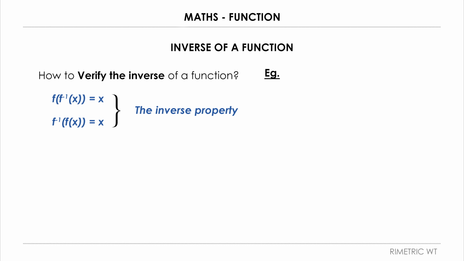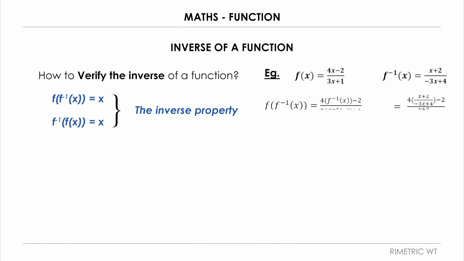We found the inverse of the function 4x minus 2 over 3x plus 1 to be x plus 2 over minus 3x plus 4. So let's see if it does check out when we verify it with the inverse property. So let's evaluate the composite function f of f inverse of x. This means we substitute the function f inverse of x into the x of the original function. Here, f of x is 4x minus 2 over 3x plus 1, so f of f inverse of x will be 4 times f inverse of x minus 2 over 3 times f inverse of x plus 1.